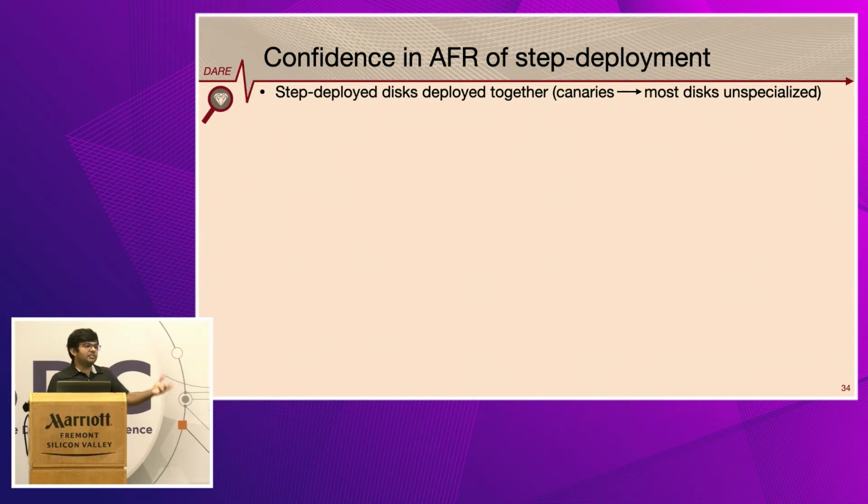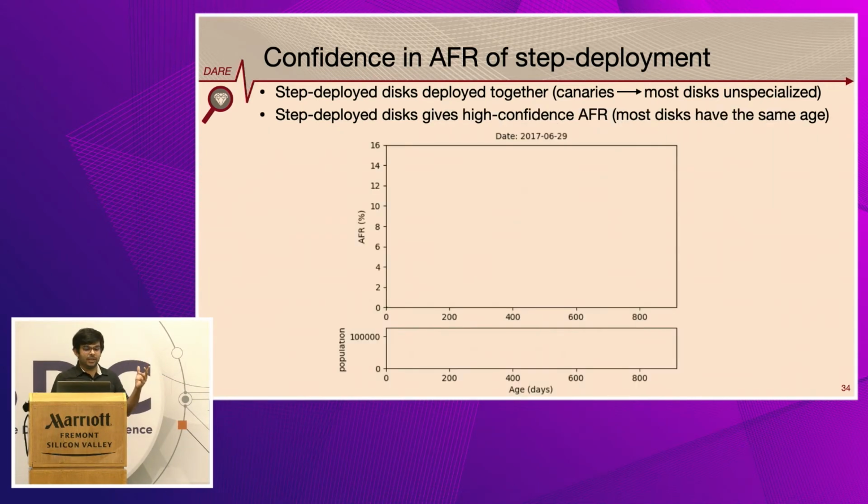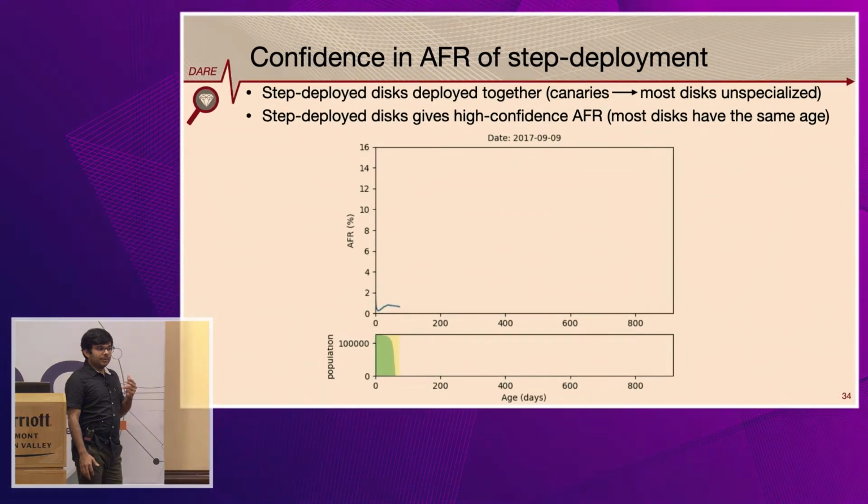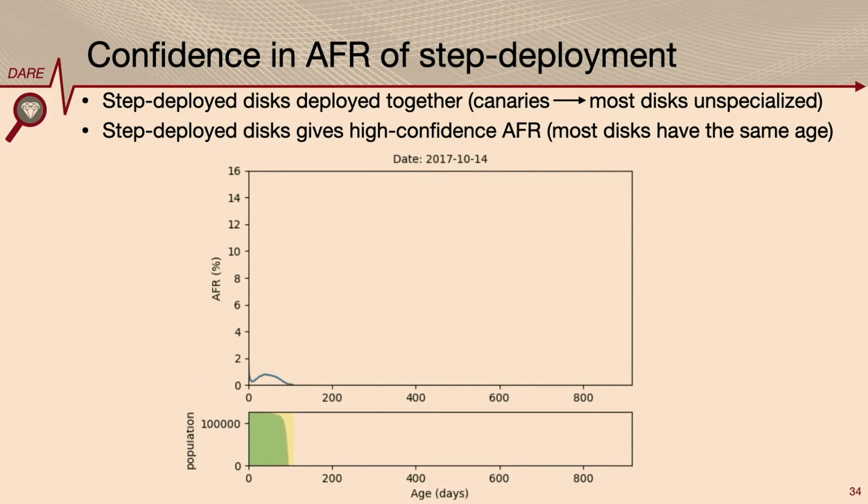Instead, we leverage the fact that a lot of disks are deployed together, which gives us a high confidence AFR from the get-go. So here you see a huge population of disks deployed in a very short span of time. Even the leading edge of the AFR curve that you see is not as jittery as the trickle deployed disks and is much more stable. So we can rely on the fact that lots of disks have been deployed together and use that AFR curve directly to help us understand when to transition. So from here we get a high confidence AFR.